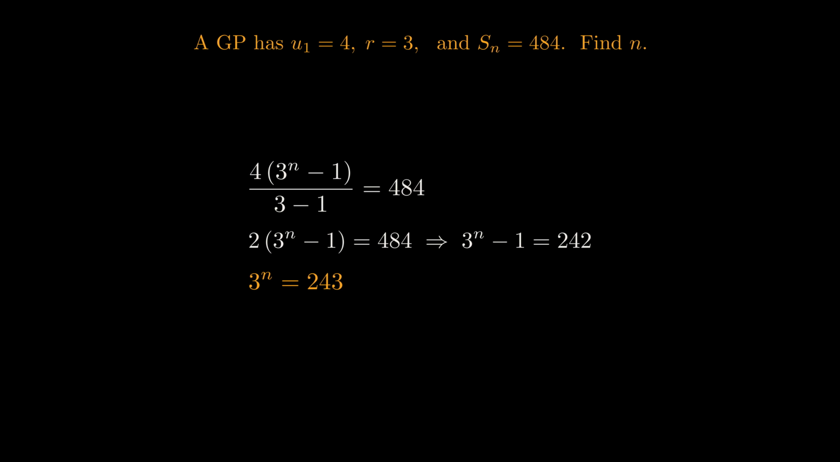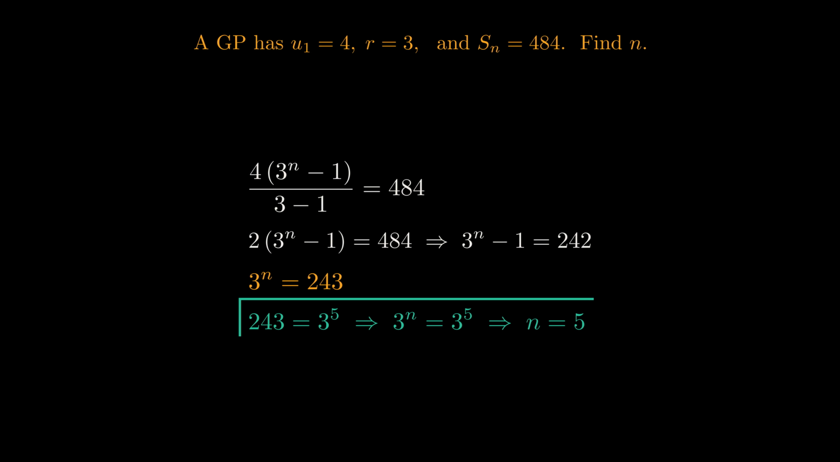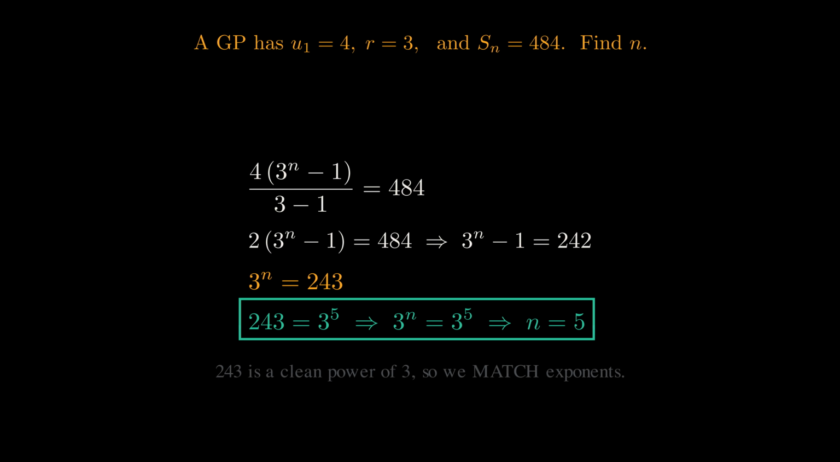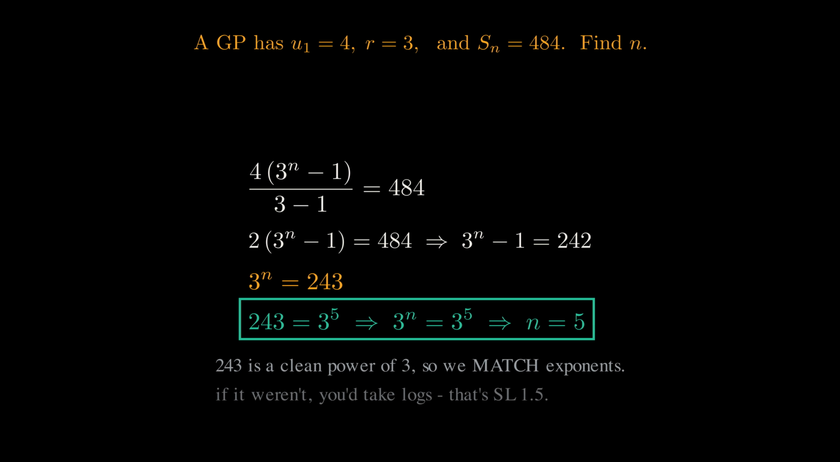Now, the key recognition. 243 is a clean power of 3. It's 3 to the fifth. So 3 to the n equals 3 to the fifth. And matching the exponents gives n equals 5. That trick only works because the number was a tidy power. If it weren't, you'd take logarithms, which is exactly what 1.5 gives you.